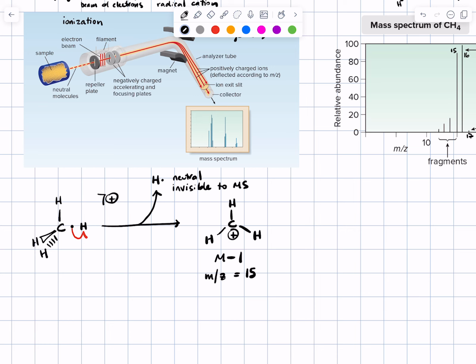Yeah? Is it possible for it to get hit by 2 electrons, or is that not really? Can it get hit by 2 electrons? I don't really know. It's like, well, once it's positively charged, wouldn't the electrons be attracted to it? I don't actually know the physics. It's a good question.